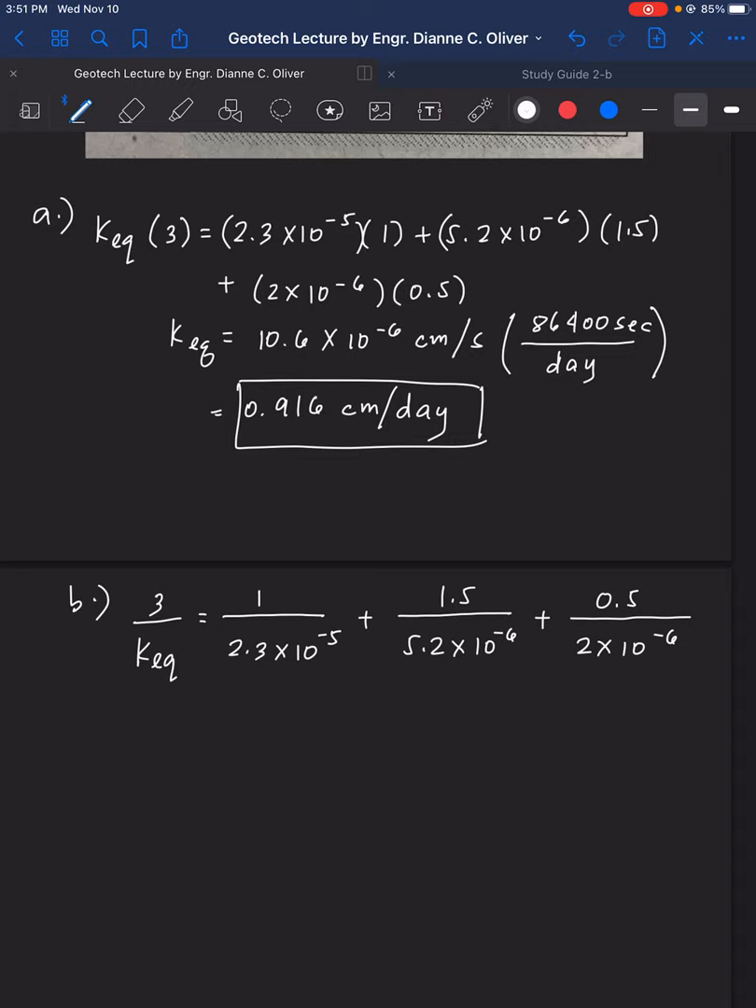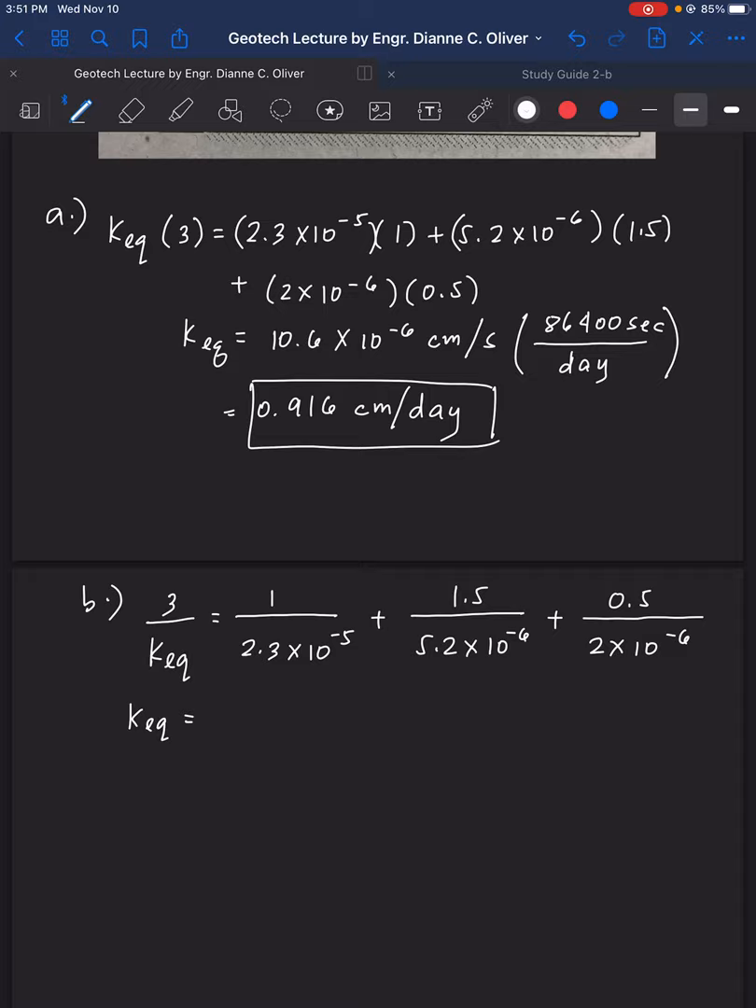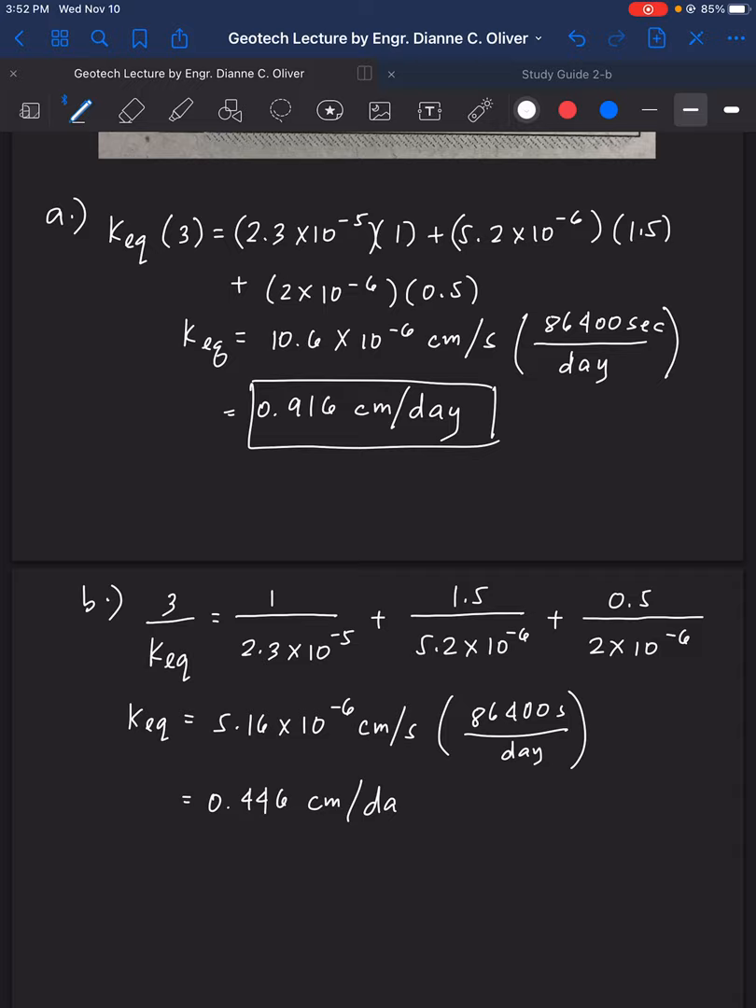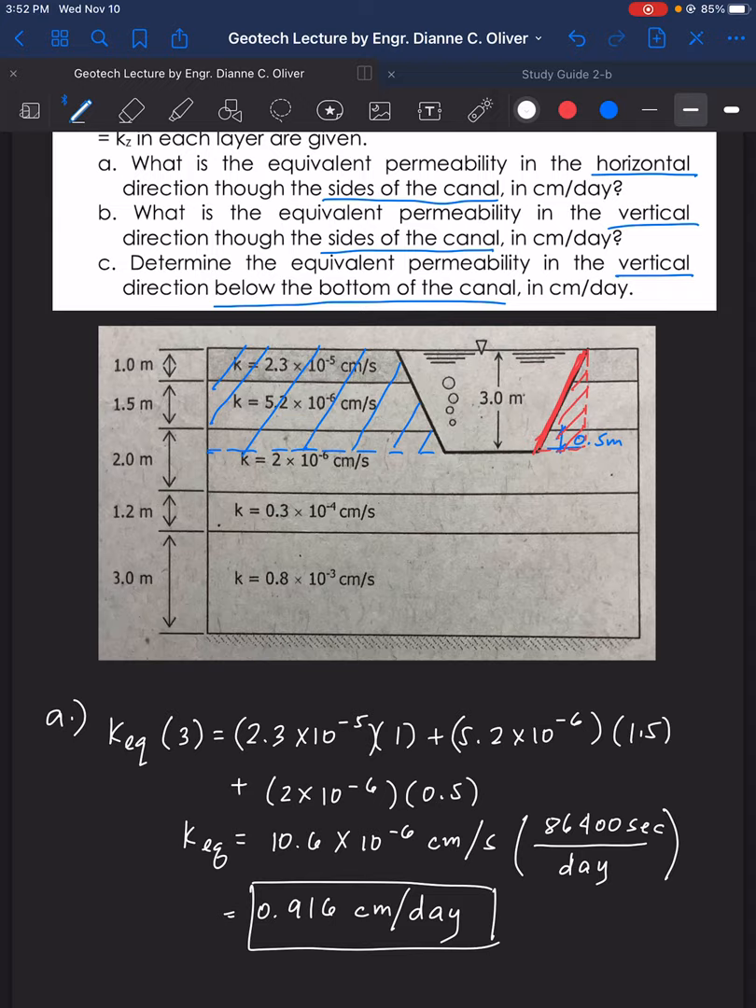So we have here the K equivalent now equal to 5.16 times 10 raised to negative 6 centimeter per second multiplied with 86,400 seconds in a day. And then we have 0.446 centimeter per day. Okay, that's for letter B. Let's go to letter C. Determine the equivalent permeability in the vertical direction below the bottom of the canal. So here.